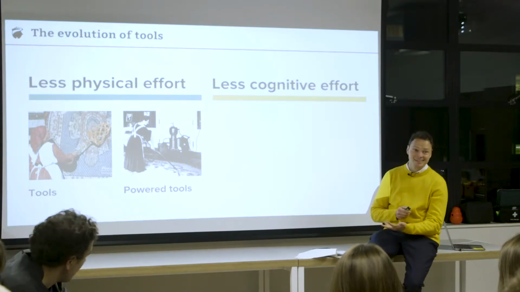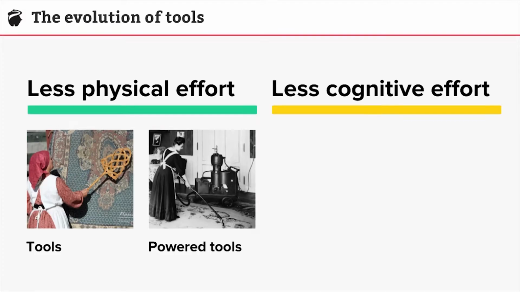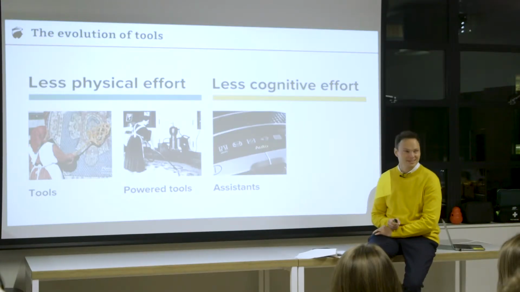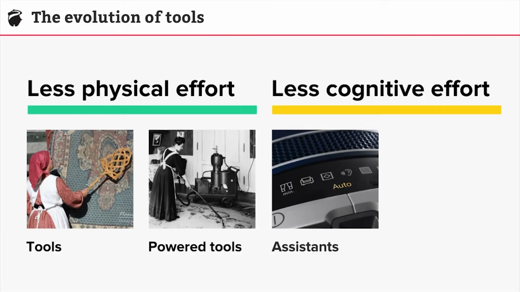The second class in this tool evolution we have as humans is we've been busy with reducing our cognitive efforts. And this is the part that's really, really interesting for the design that we can build with AI at the moment. So there are two things in there.